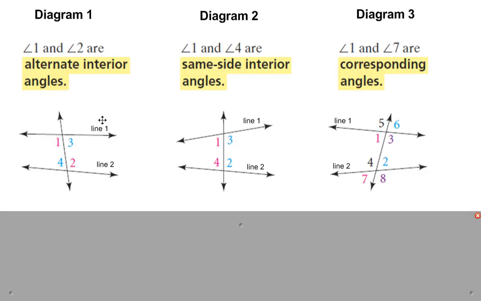Okay, first of all, we're going to take a look at alternate interior angles. Why are they called alternate interior? Well, first of all, they are alternate. Why? Because they are on alternate sides of the transversal.